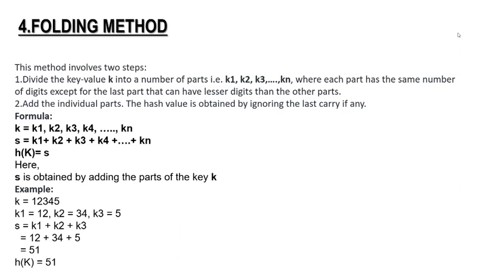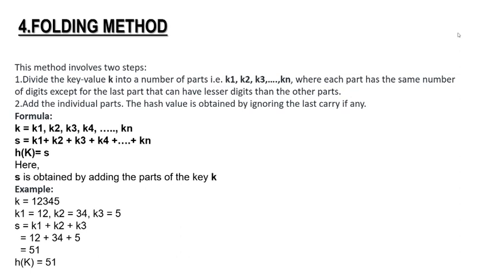Let's consider an example, that is 12,345. That should be divided into 3 parts, where k1 equal to 12 and k2 equal to 34, and next k3 equal to 5. Here we can see that k3 has fewer digits compared to k2, where k2 has two digits but k3 has only a single digit. That is the rule of the folding method.